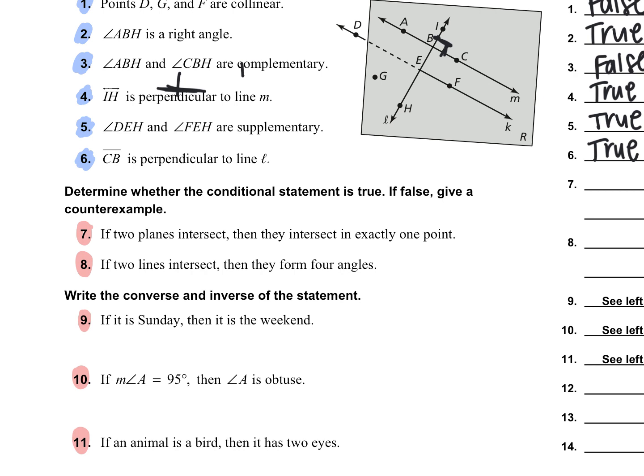They cannot intersect at 1 point. That's incorrect. This is false. They intersect at exactly 1 line, not point. What intersects at exactly 1 point? 2 lines. So here are 2 lines. They intersect right here. But 2 planes intersect at a line. All right, looking at number 8. If 2 lines intersect, then they form 4 angles. True or false? True. Here are intersecting lines. Here are 4 angles. This one is true.